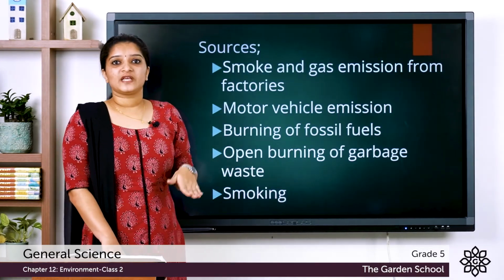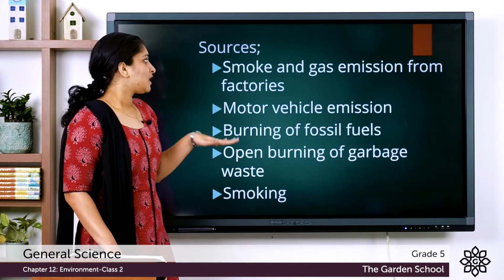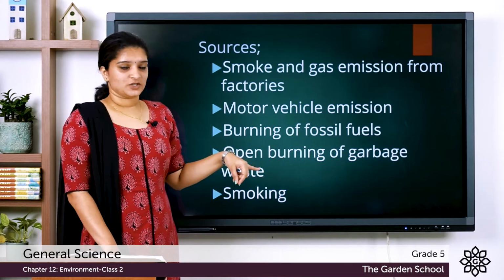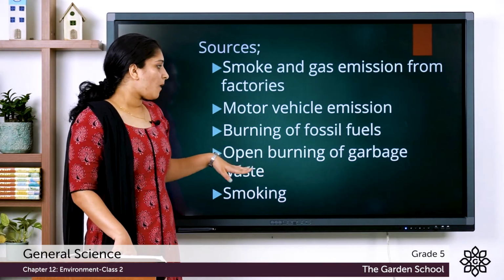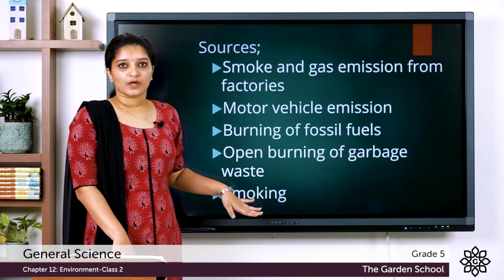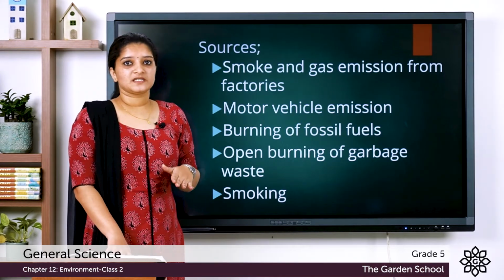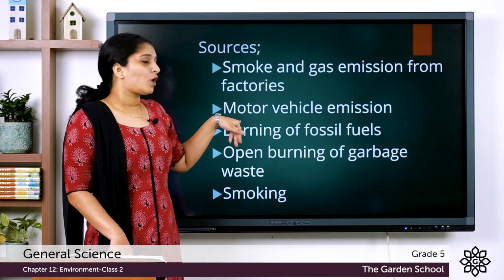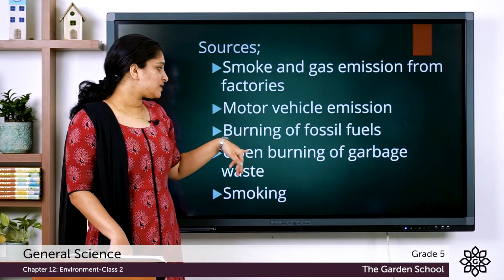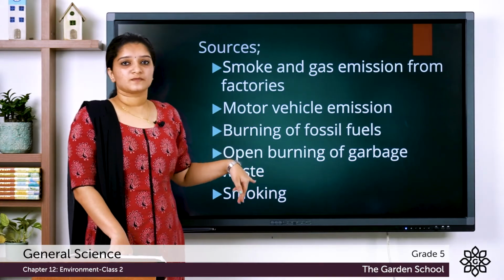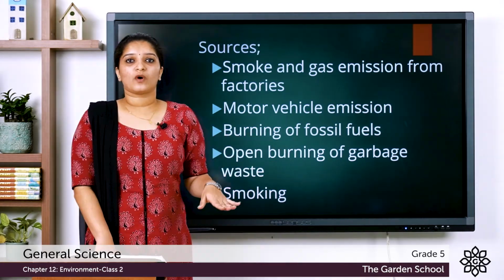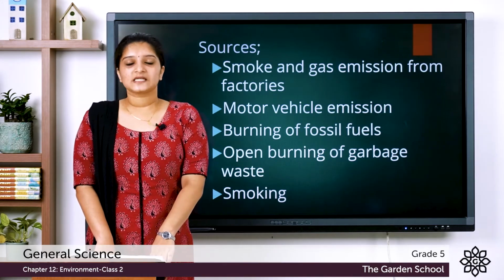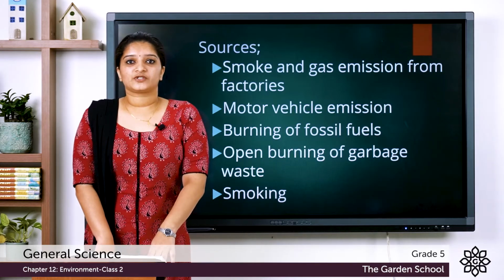What are the sources of these air pollutants in the atmosphere? These include smoke and gas emission from factories, motor vehicle emission, burning of fossil fuels, open burning of garbage waste and smoking. Fossil fuels are those fuels formed by natural processes. They are formed from the remains of dead plants and animals, and examples include coal, natural gas, etc.